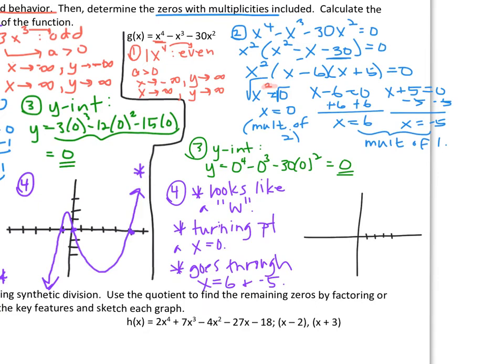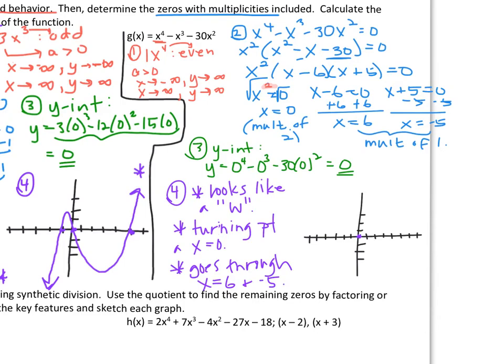1, 2, 3, 4, 5, 6, 7. 1, 2, 3, 4, 5, 6. Okay, a little bit better. We'll take it. Count up 1, 2, 3, down 1, 2, 3, even though we really don't plot anything on the y-axis for this one. All right, we know we have a multiplicity of 2 at 0. Make that a nice big 0 point there.